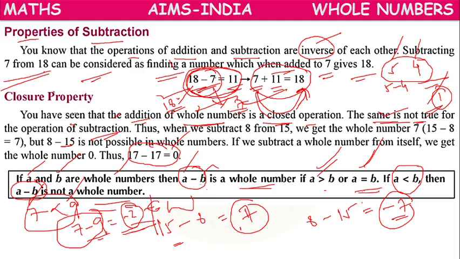So whole numbers won't obey the closure property under subtraction, because the difference of two whole numbers may be a whole number, or may not be a whole number. That's why the closure property is not applicable for subtraction.